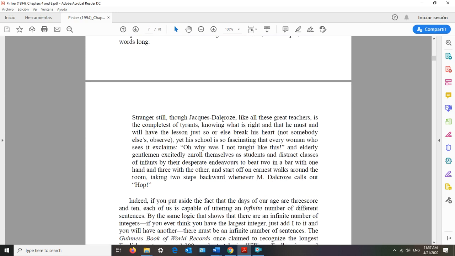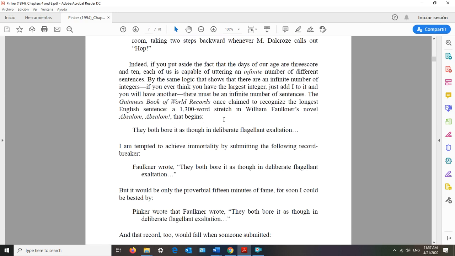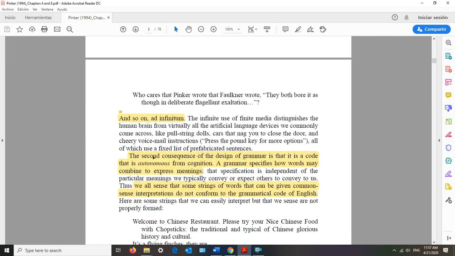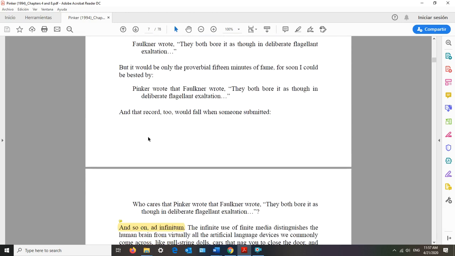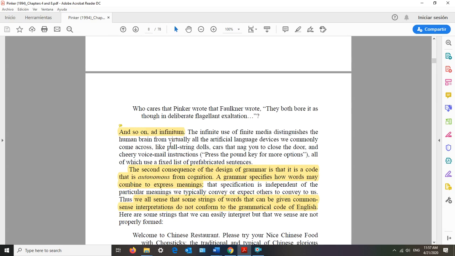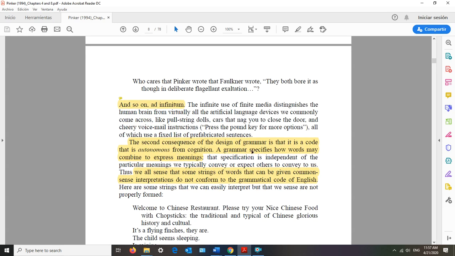And then the second consequence, I will get back to what is explained here in a minute, but the second consequence of grammar being a discrete combinatorial system is that it is a code that is autonomous from cognition.